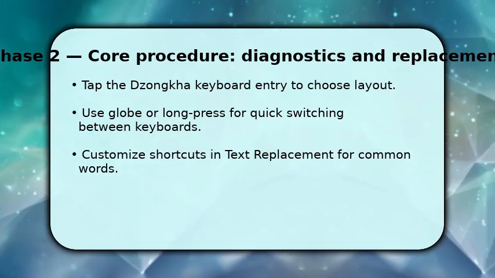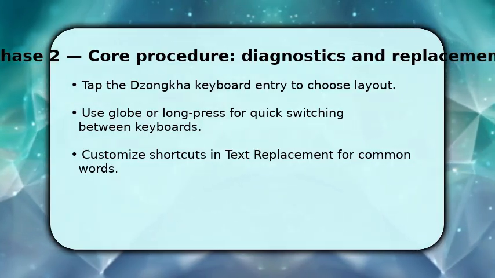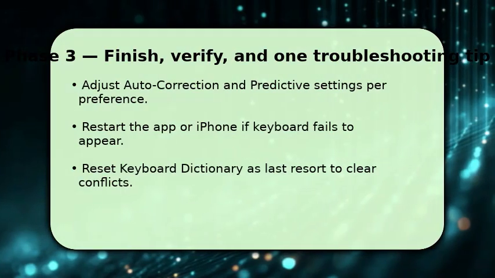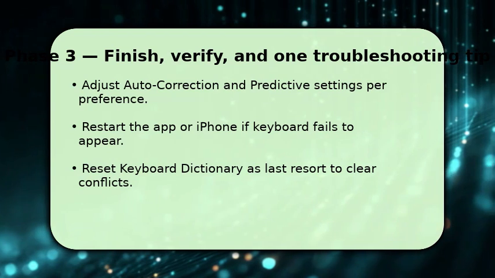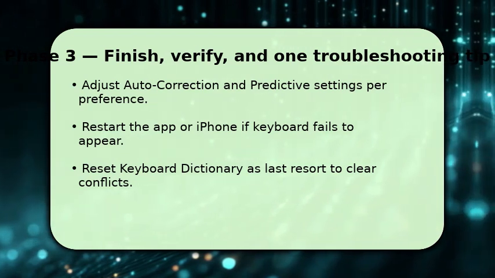Also add text replacement shortcuts for frequent words, so you save taps and avoid repetitive spelling in Dzongkha. To finish, fine-tune predictive text and autocorrection in keyboard settings so Dzongkha suggestions are helpful. Turn predictive on or off to test.